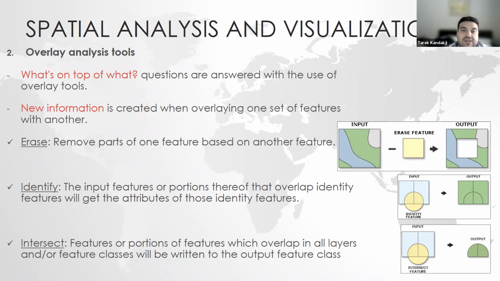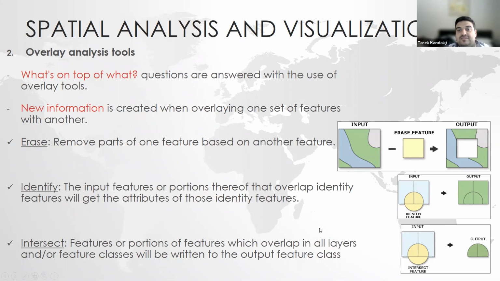Now, new information is created when overlaying one set of features with another. The first application of overlay analysis is the erase, where you remove parts of one feature based on another feature. Do you remember the dough example? Like you made a dough and you have the model that you want to take a piece with. Like when you take a heart-shaped model, you want to make a heart-shaped cookie. You have the dough and you have the heart-shaped model, and you put it there. You take the heart shape. The leftover dough is the output of the erase tool, like the leftovers.